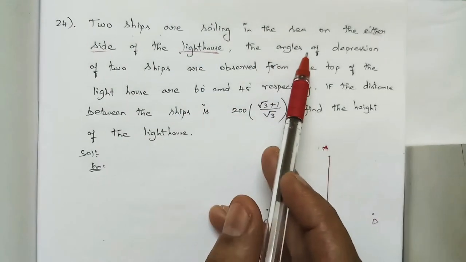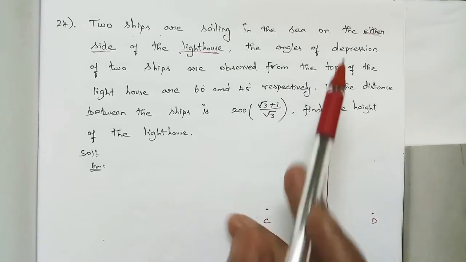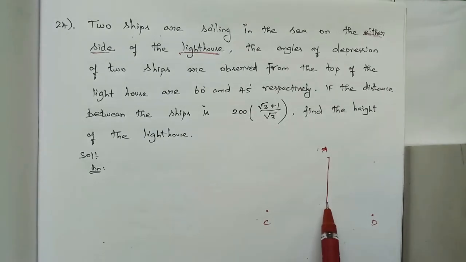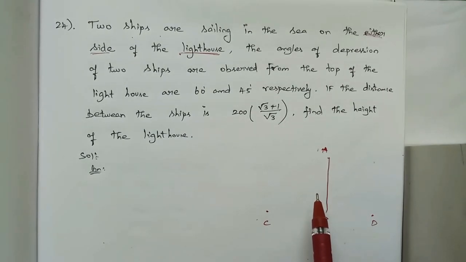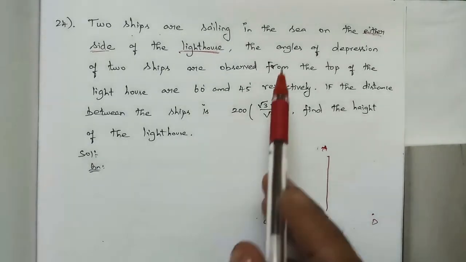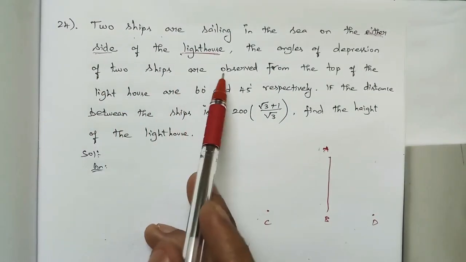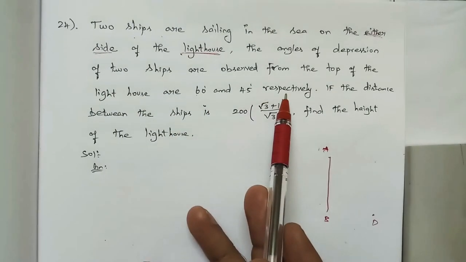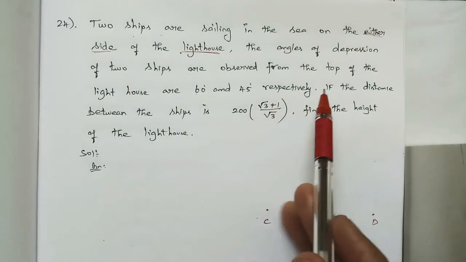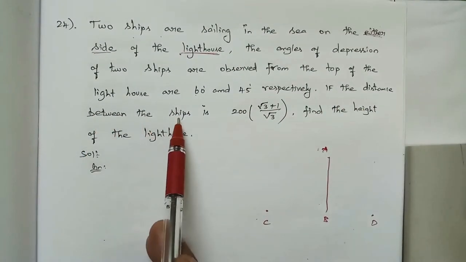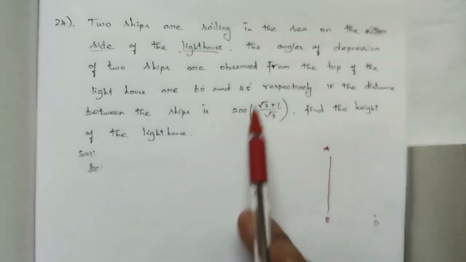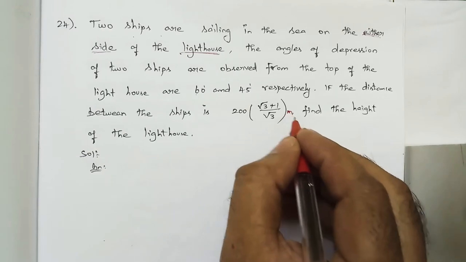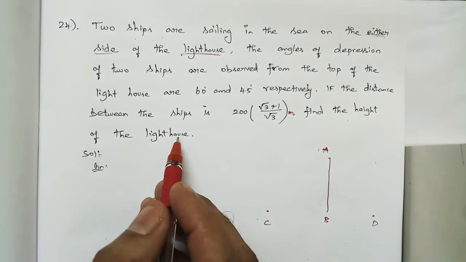The angle of depression, that means from the top they are seeing down. From here, which is the top of the lighthouse, they are seeing down to the ship, right? So the angles of depression of the two ships observed from the top of the lighthouse are 60 degree and 45 degree respectively. If the distance between the ships is 200 into root 3 plus 1 by root 3 meter, right? Find the height of the lighthouse, right?